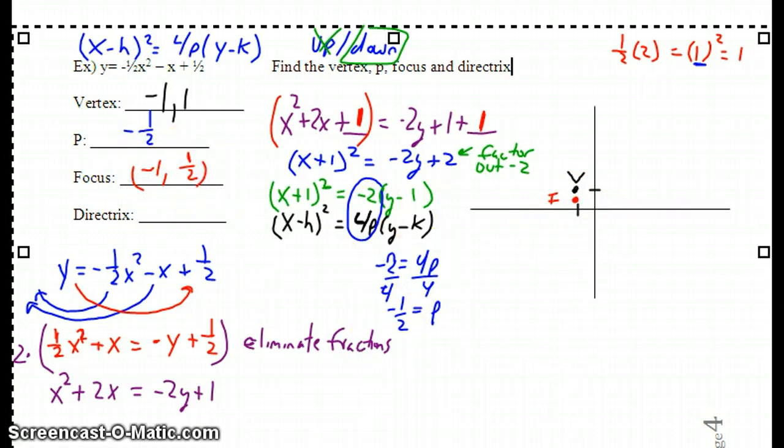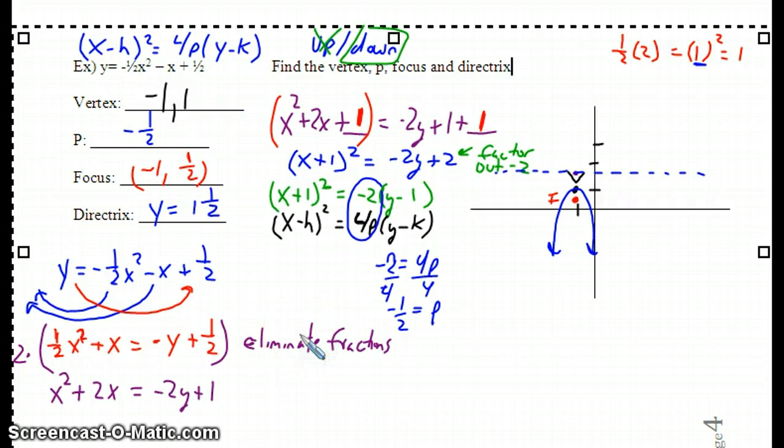Now the directrix, what will happen with the directrix, if I put a couple more lines up here, is the directrix will end up going up 1/2 from my vertex. So I'll just use a different color. If I go up 1/2, that'd be right about here. And because my graph is going to open around the focus, I know my directrix would have to go through this way. So this is the equation. Now it's going through the y-axis at 1.5. So y equals 1 and 1/2.